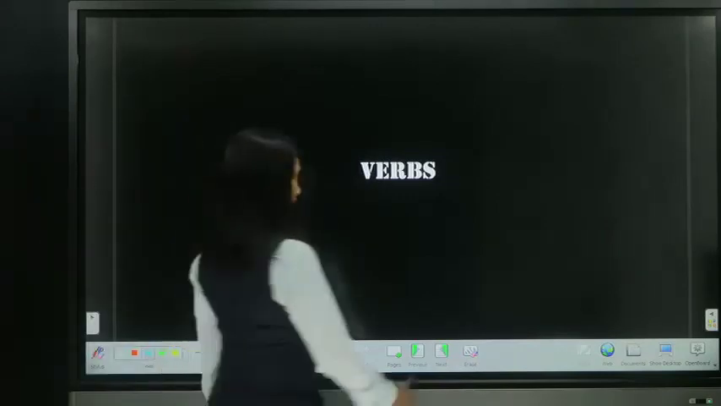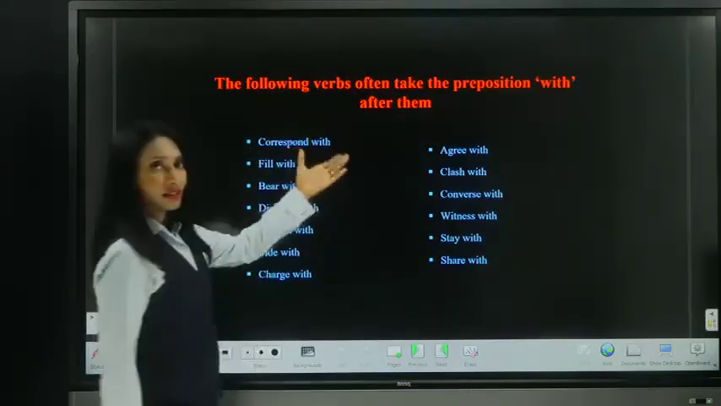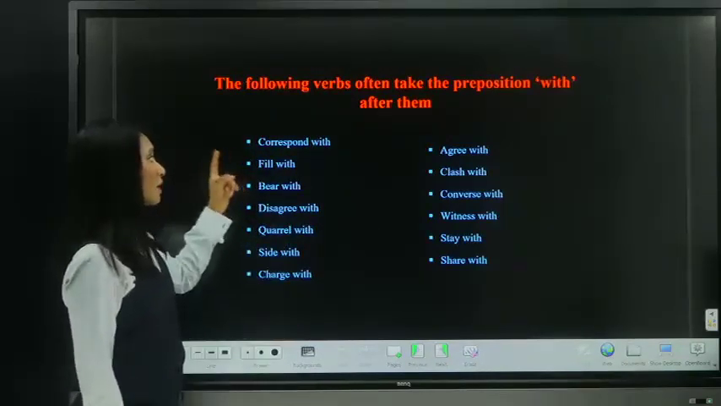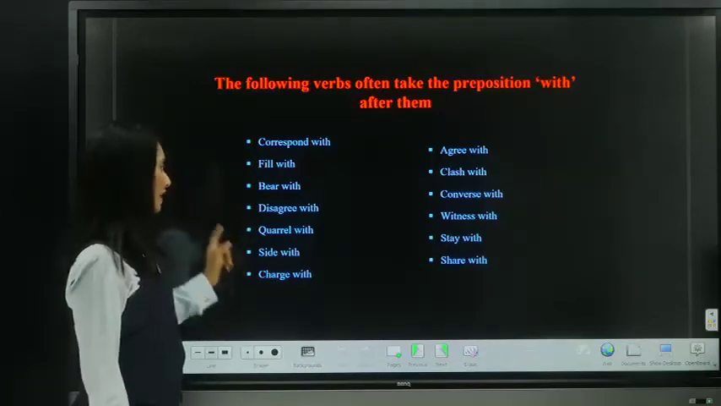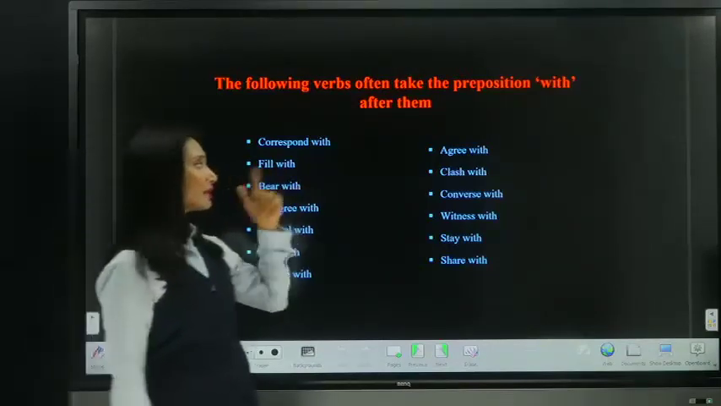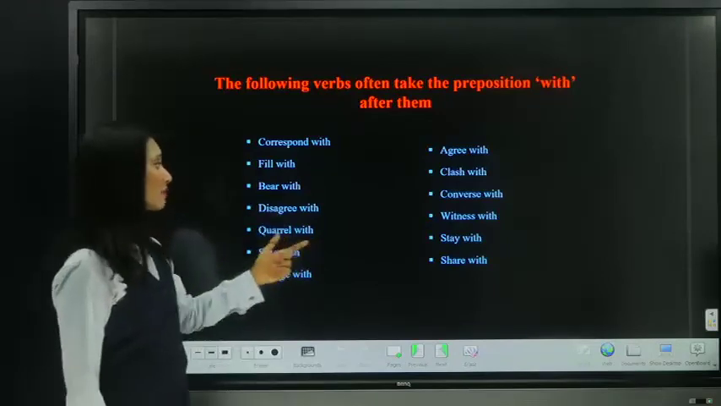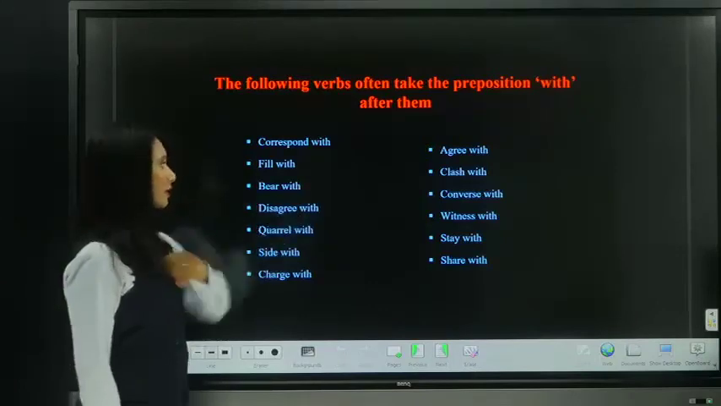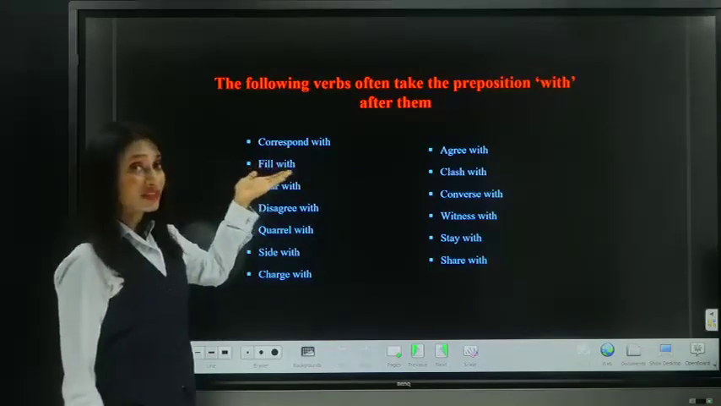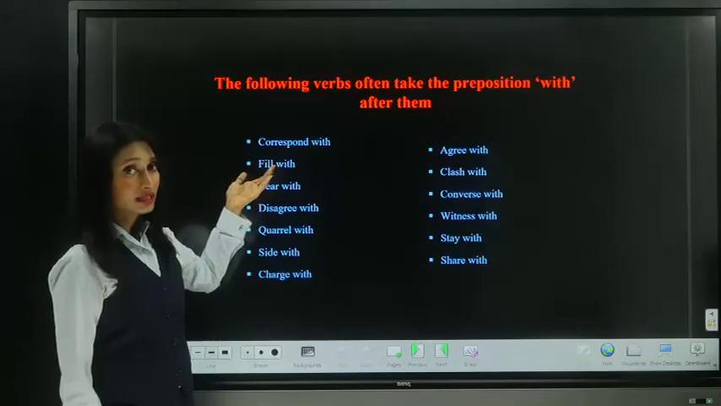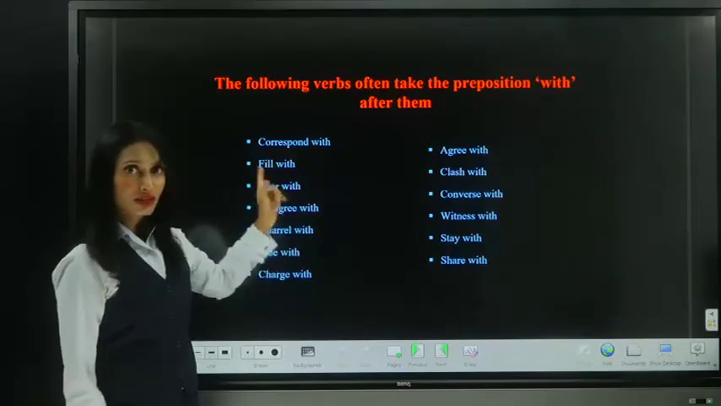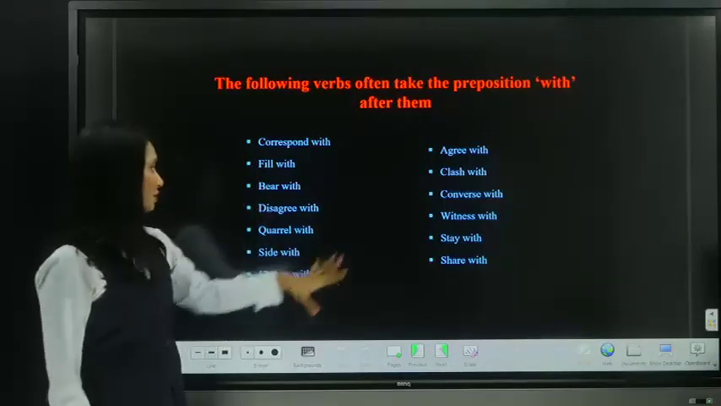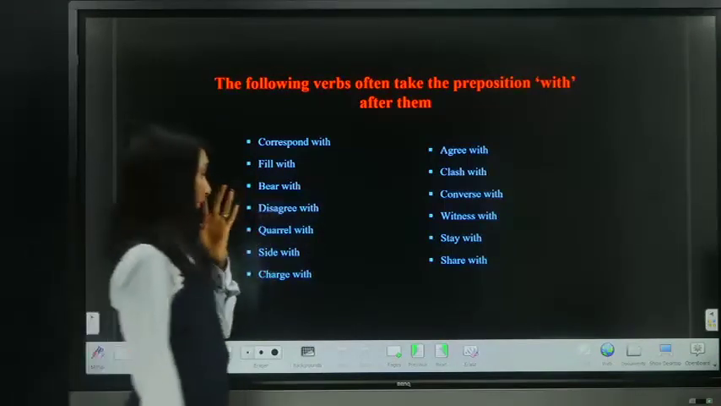Now let's begin. The first one is with. These verbs are followed by preposition with. They are correspond with, fill with, bear with, disagree with, quarrel with, side with, charge with, agree with, clash with, converse with, witness with, stay with, share with. Do you agree with me for the need for change? Agree with. Please fill this application form with blue ink ball pen. Fill with. Do bear with me for a few more minutes. So this list of verbs is followed by preposition with.